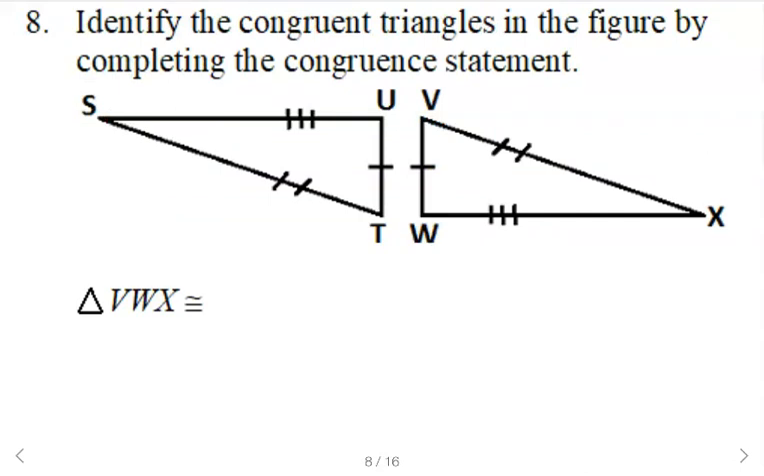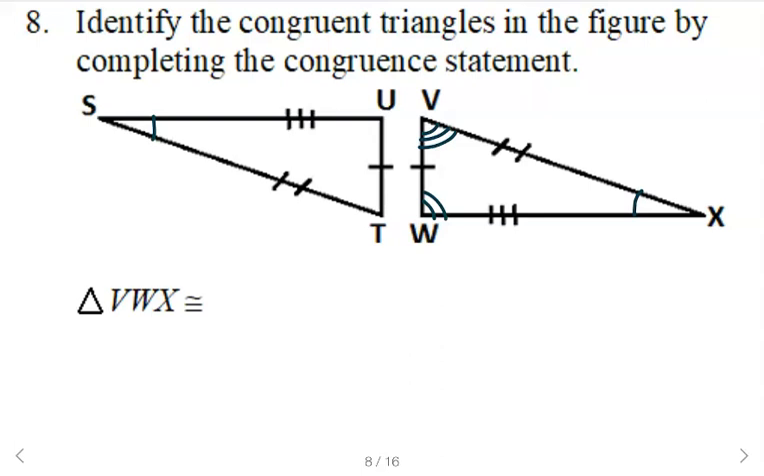Identify the congruent triangles by completing the congruent statement. Okay, so we've got triangles that are congruent by side, side, side. Now we just have to go in the way that they correspond. For me, it helps a little bit if I put one congruent mark on the angle across from the side with one mark. Angle W is across from the side with 2 marks. Angle V.